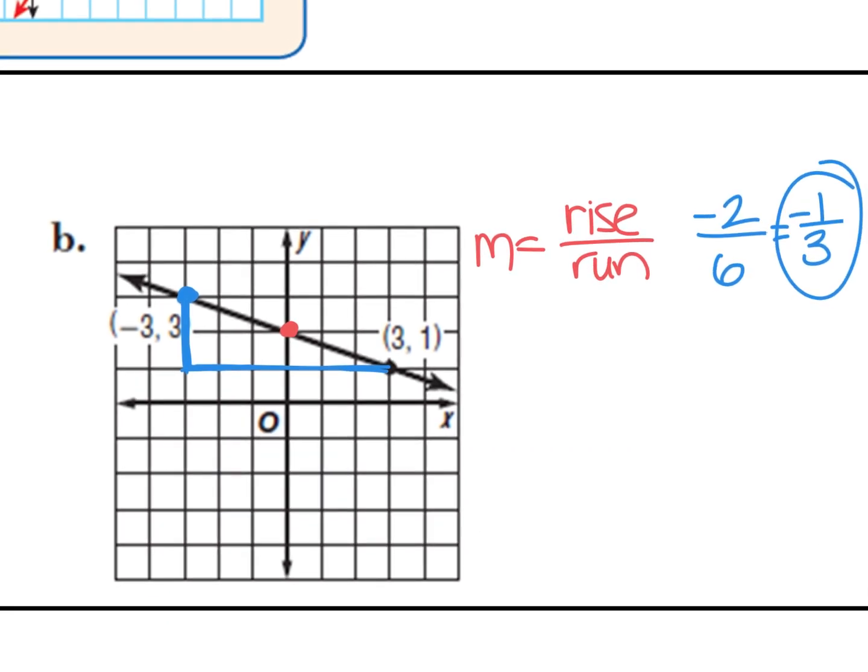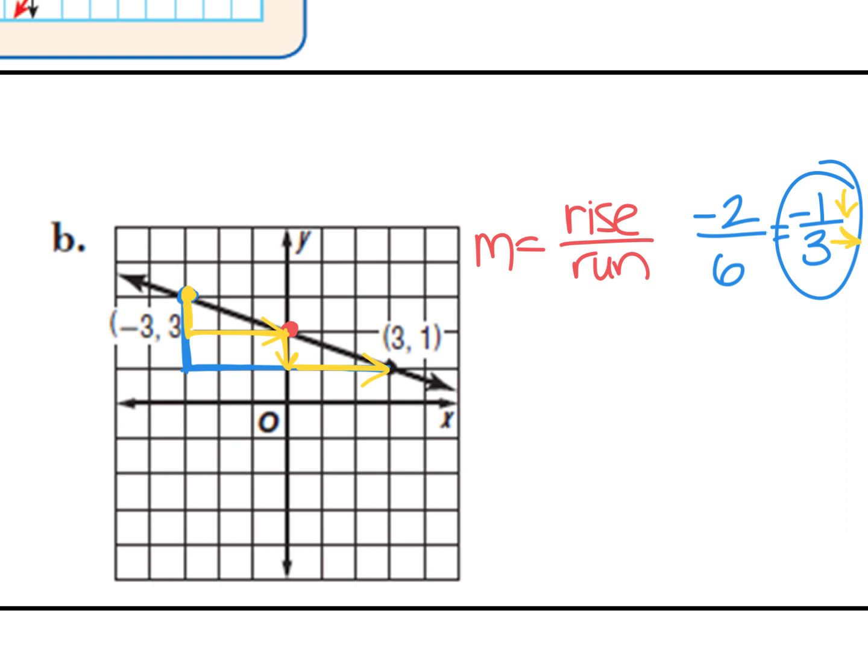Now let's take a look at that on our graph. If I start at this first point here, and I go down 1, because this is a negative, I would be going down 1. And then a run of 3 means I'm going to the right 3. Hey, look, I end up at that point in the middle. And then if I go down 1 again to the right 3, I end up at the next point.